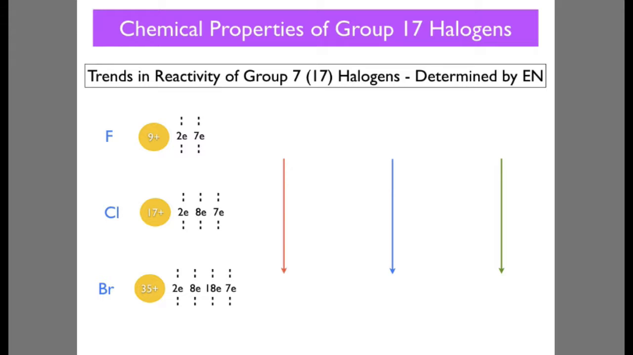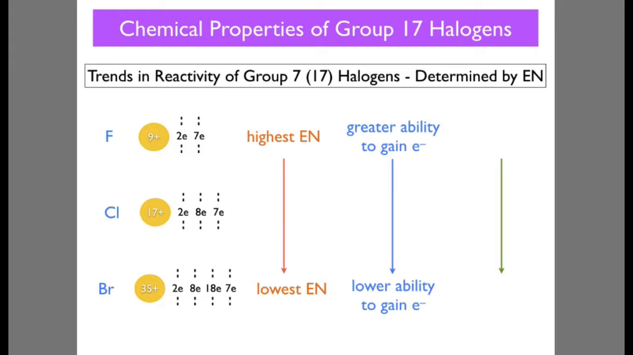The trends in reactivity of group 17 halogens are determined by the electronegativity of the atoms. Fluorine has the highest electronegativity. Of these three, bromine has the lowest electronegativity. So fluorine has a great ability to gain electrons, and bromine has a lower ability to gain electrons, and therefore fluorine is more reactive and bromine is less reactive.